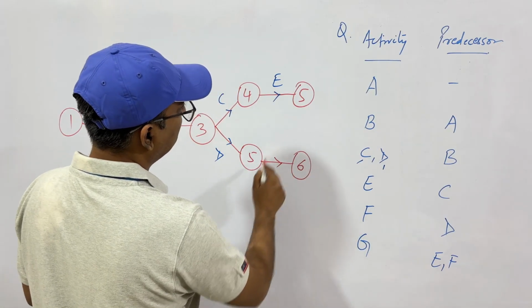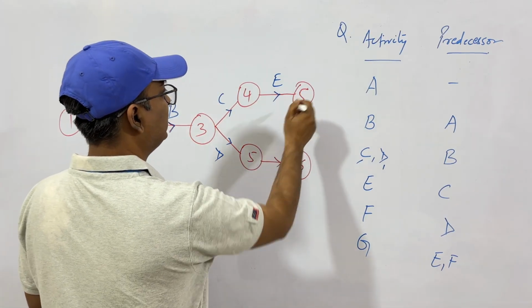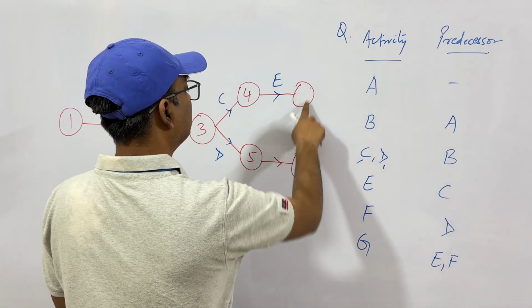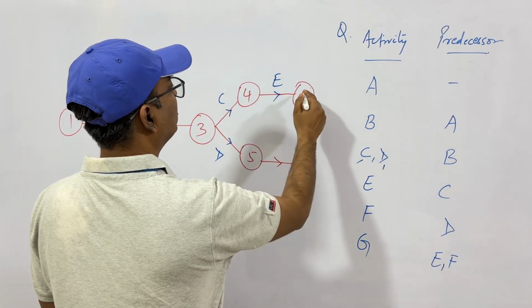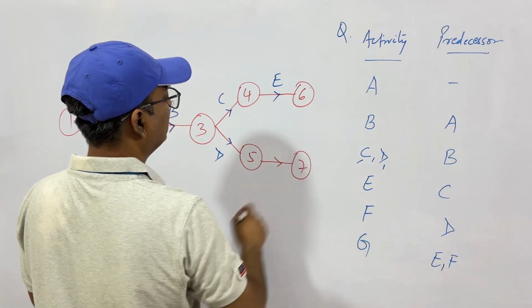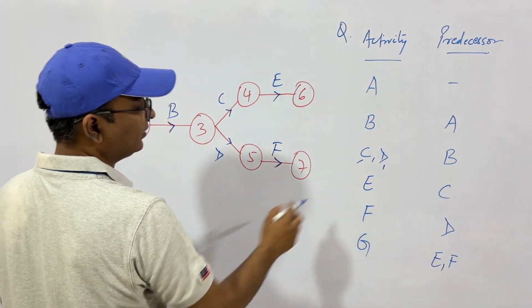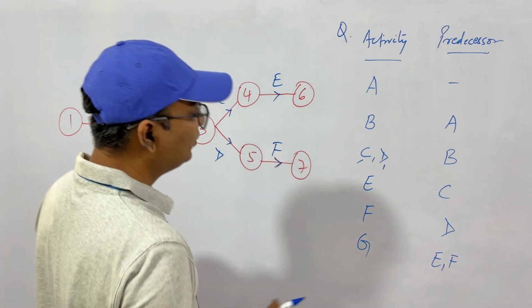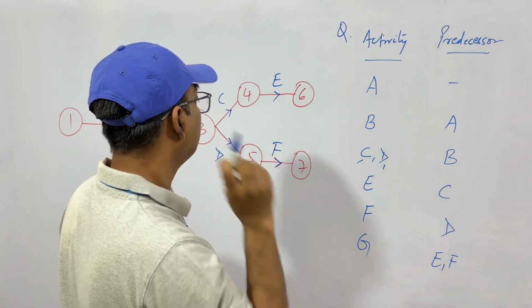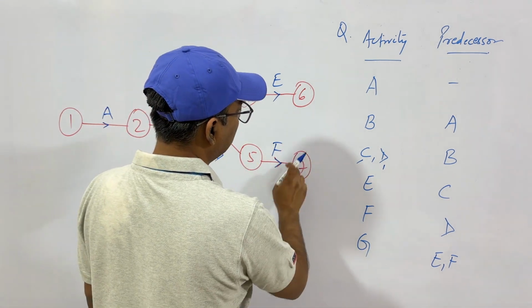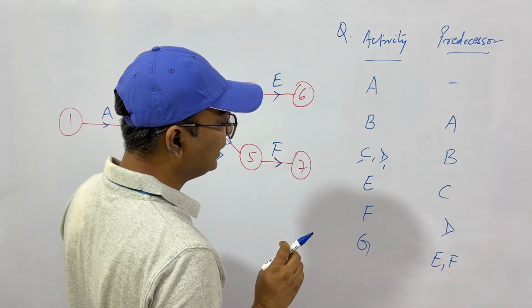Let this be, this is 4, 5. So this will be 6 and 7. We cannot repeat the numbering. So 4, 5, 6, 7. This is what? This is F. After D we have F. And we'll have activity G after E and F. So after this and this has been done, we'll get activity G.